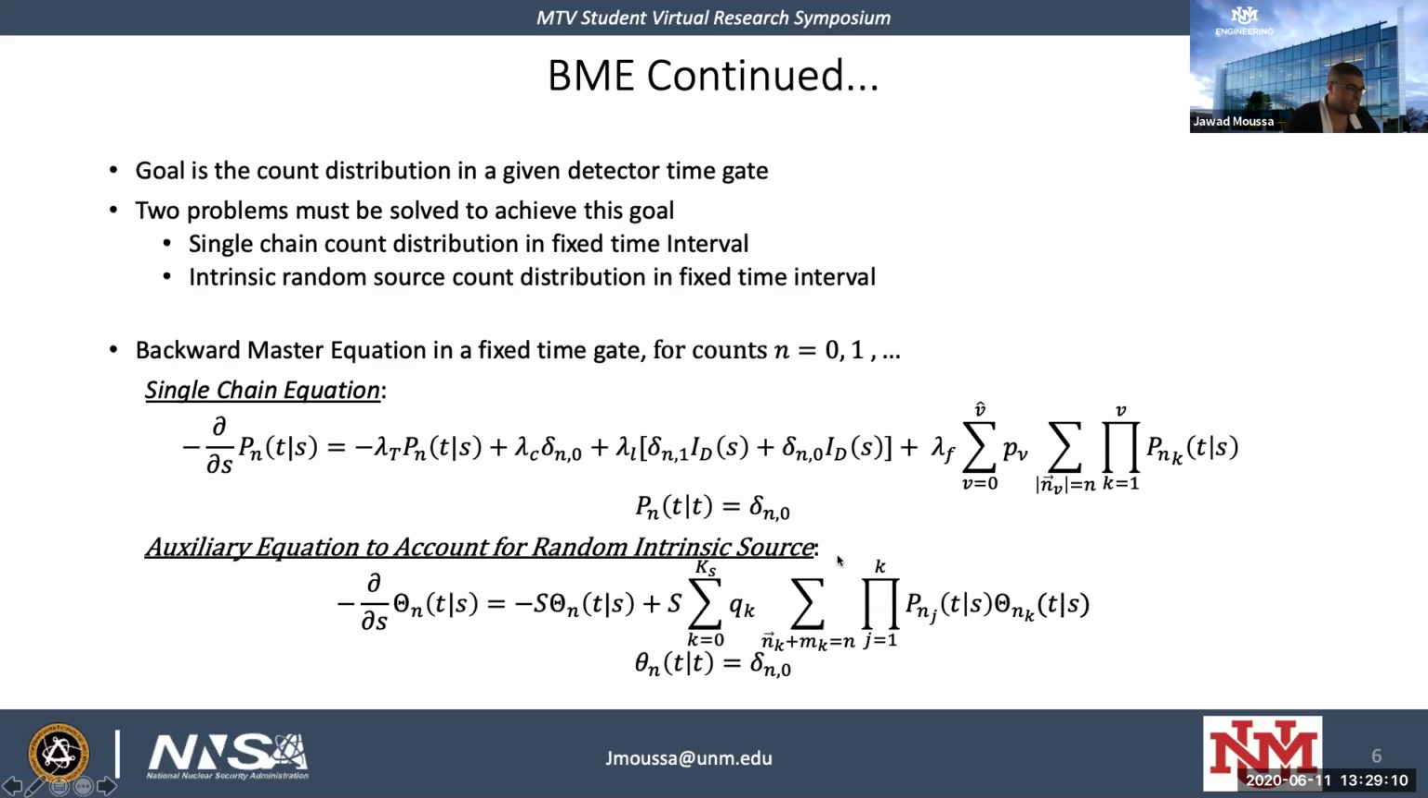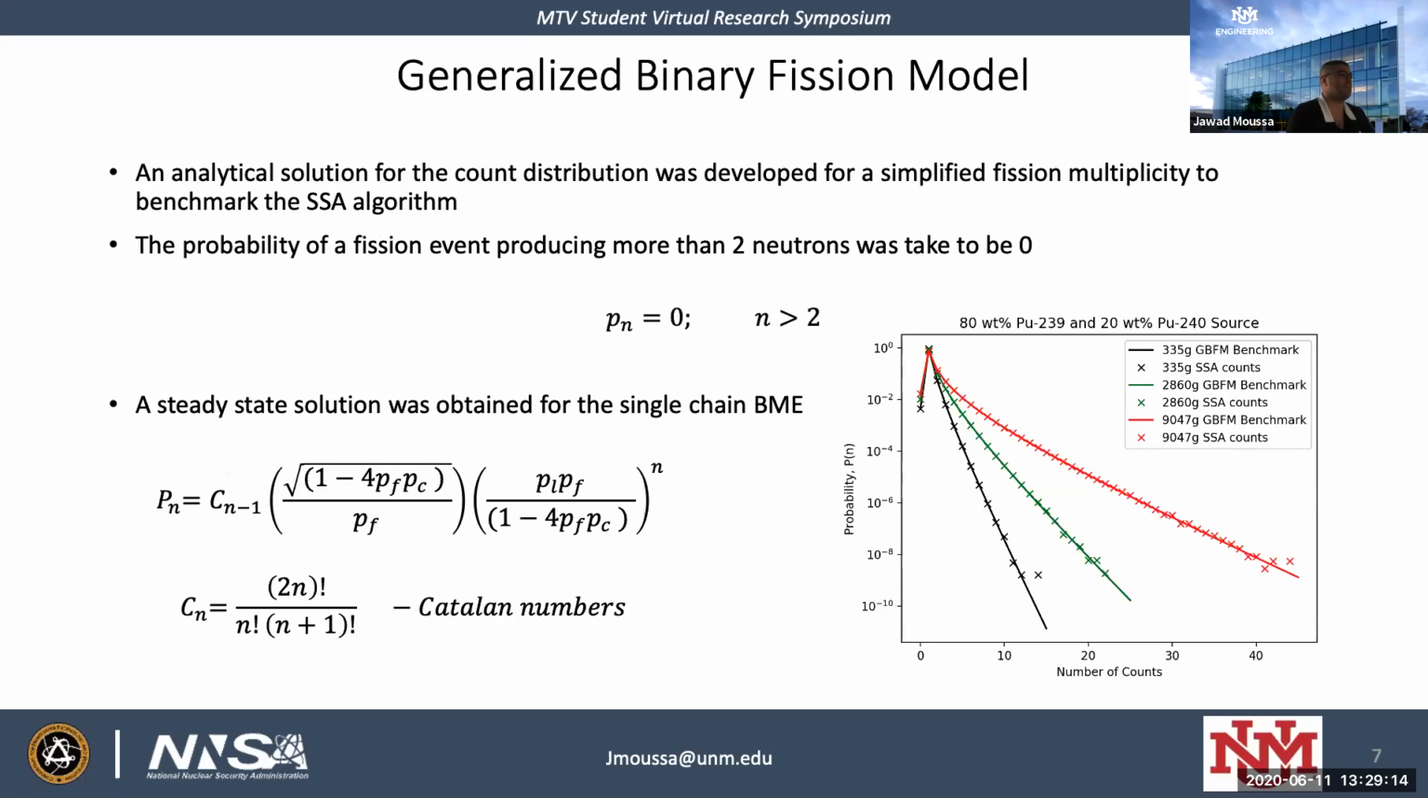Now, the first thing we did after writing these equations down is we restricted our physics to benchmark the SSA algorithm to a binary fission model. We refer to it as a generalized binary fission model because we define the probability of n neutrons being produced as 0 for n greater than 2, which means that you can produce 0, 1, or 2 neutrons, but nothing more. So we were able to obtain a steady state solution, an analytical solution to that equation, and that's what's given right here. And the plot on the right illustrates the results for all three different masses compared with the SSA algorithm. And you can see that they match fairly closely until you get down to about a probability of 10 to the negative 8, which is very small.